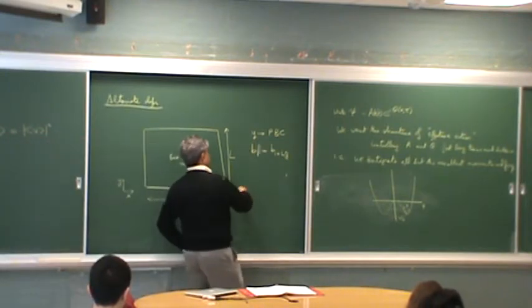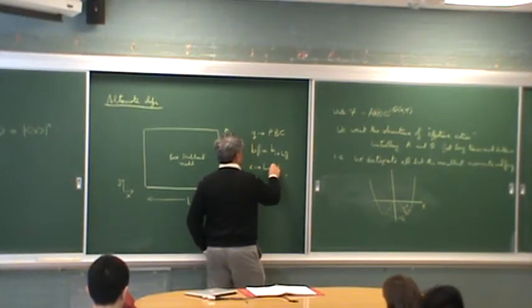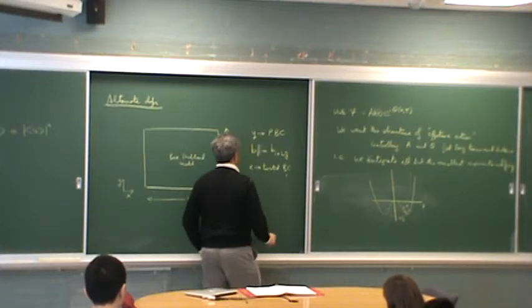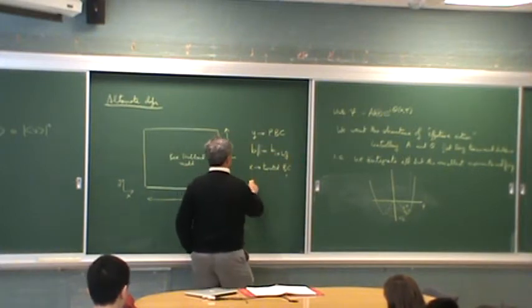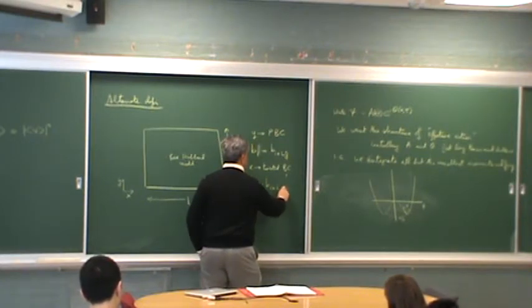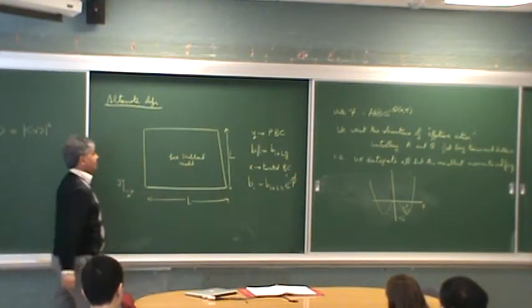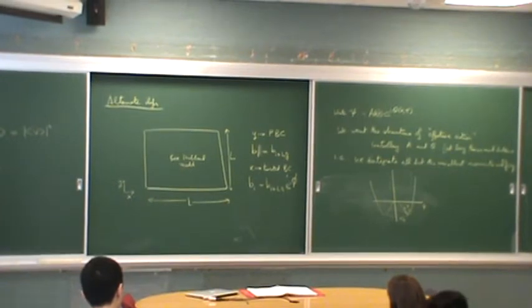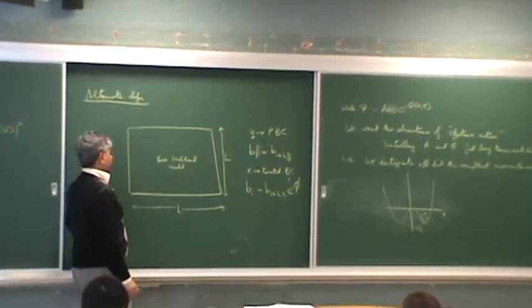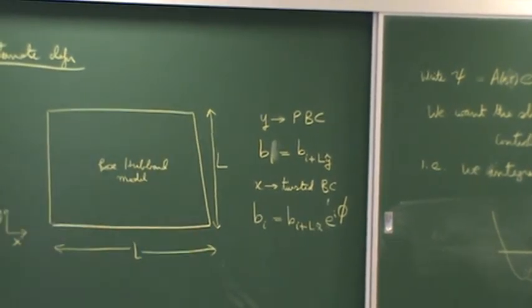But along the x direction, I will take twisted boundary condition. I'm going to take the following boundary condition: b_i is equal to b_(i + L x-hat) times e to the i phi. So what I'm going to do is put a small twist to the phase of my wave function. And numerically in a computer, it's quite easy to do.